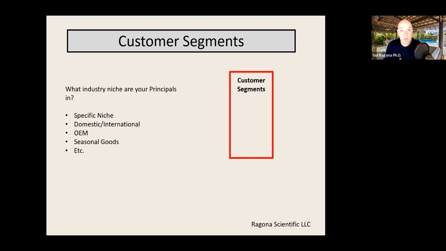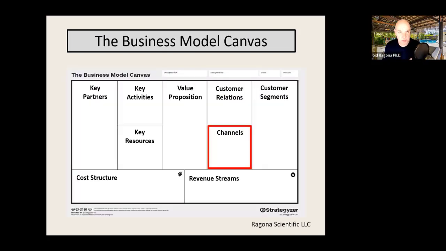Are we selling parts for OEM? And are we selling seasonal goods? There's all sorts in here. So this is going to be very, very specific to the rep company that you run. And then we have channels for our business. How do we communicate and deliver our value proposition to our principals?